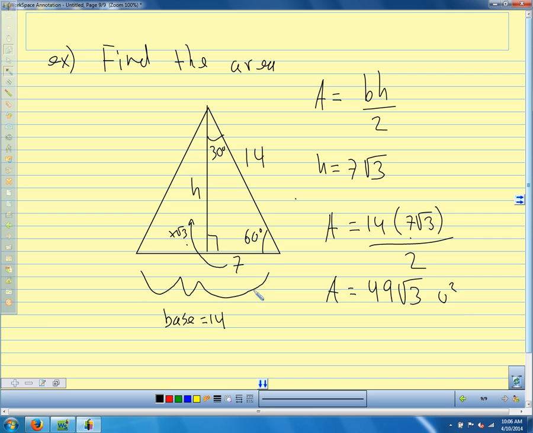The base of the entire triangle is 14. We're trying to find the area of the big triangle. So this whole side is the base. That base is 14, because it's an equilateral triangle. That's an easy mistake to make: students will want to use the 7 as the base. Well, the 7 is only half the side of the triangle. We want to use the entire base of the big triangle to find our area. So we end up with 49 square root 3 units squared.